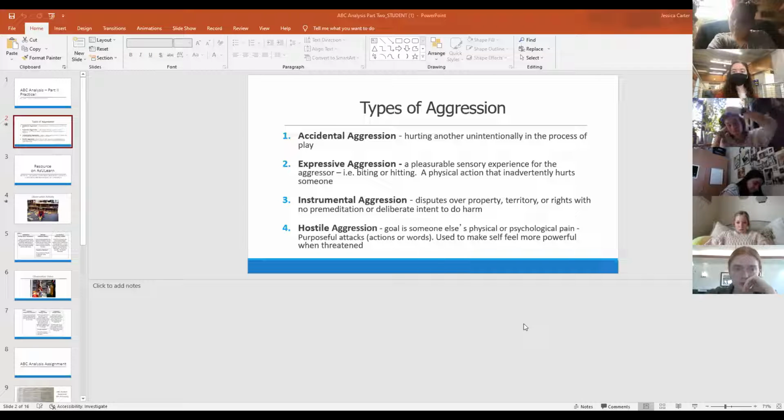Yes, there are definitely, so I will say in the ABC log that you have, the majority of them are instrumental. It looks like on the answer key that I'm looking at, there's only one that's truly hostile. Does everyone have that?